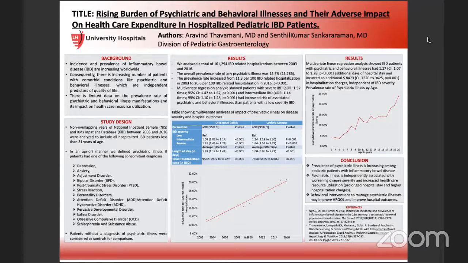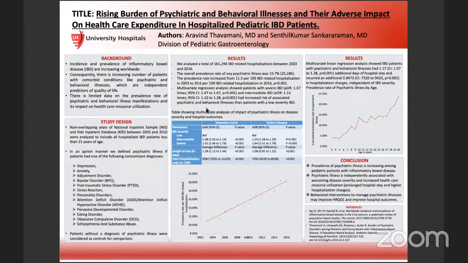But there is limited data on the pediatric population, so we decided to use a nationally representative sample of the NIS and KID databases to include all the patients with IBD less than 21 years of age and evaluate for the concomitant diagnosis of one of these following 14 psychiatric or behavioral illness diagnoses. What we found, as you can see in the figure, is that the prevalence rate is steadily increasing from 11.3% in 2003 to almost double, 20.6%, in 2016, which translates to almost 1 in 5 hospitalized patients with IBD having coexisting psychiatric illnesses.